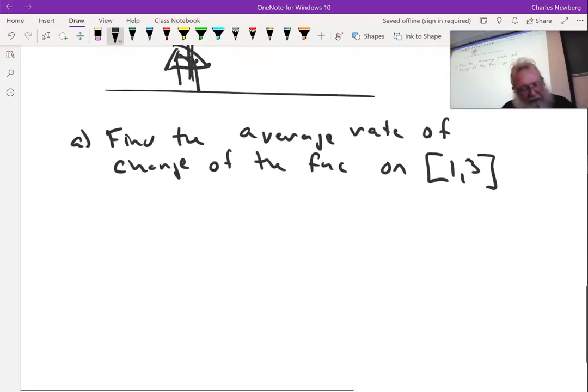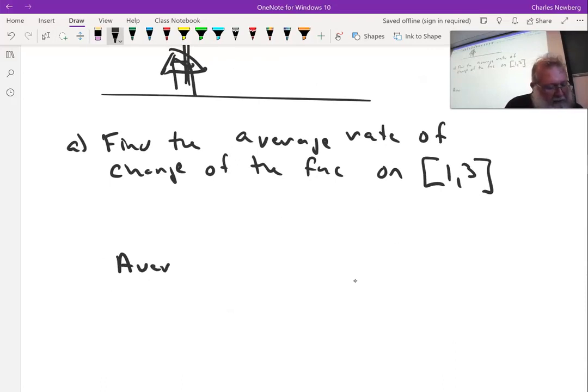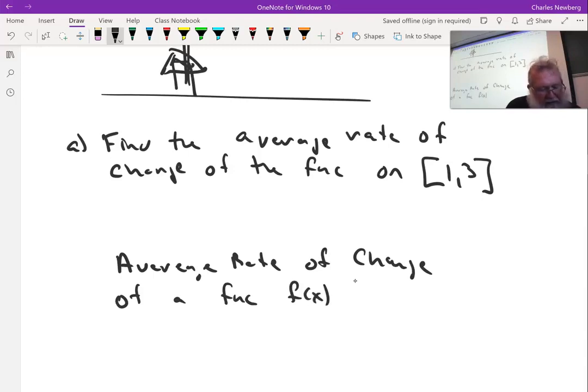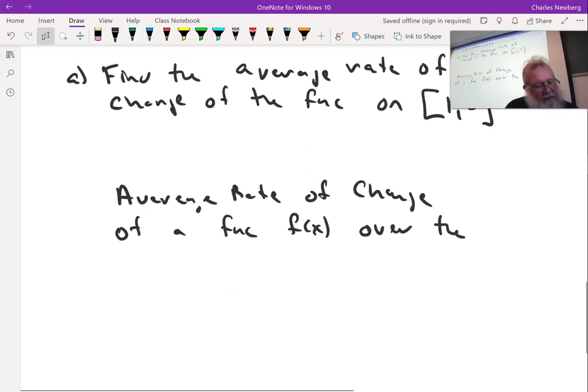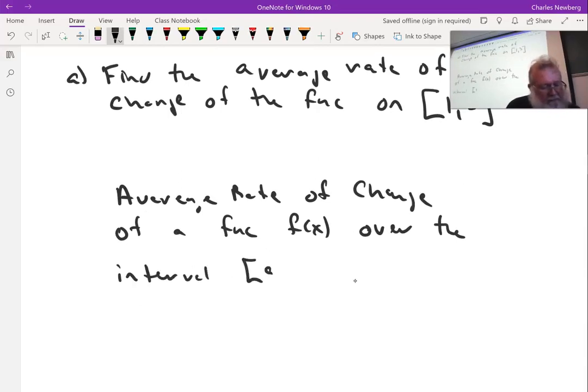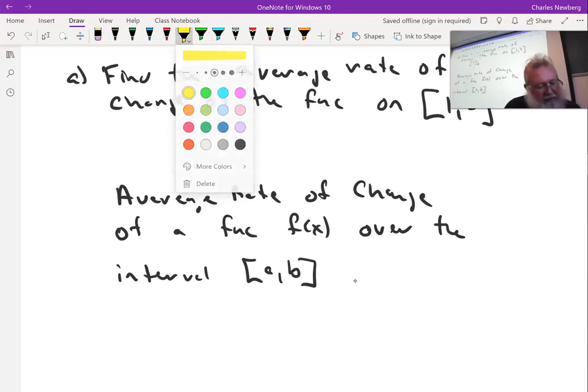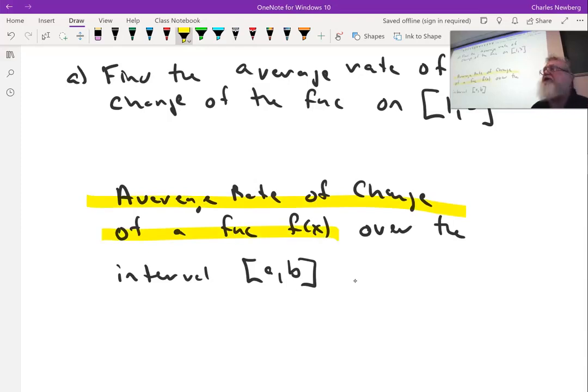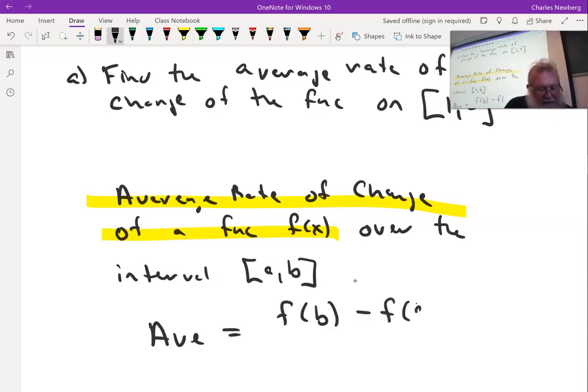Okay, so first off, let's just do a formula here. In general, the average rate of change of a function f of x over the interval AB. So this is what I am defining, the average rate of change of a function. By the way, FNC, for those who haven't had me before, is my shorthand for function. All right, this is a formula. The average is equal to f of b minus f of a over b minus a.